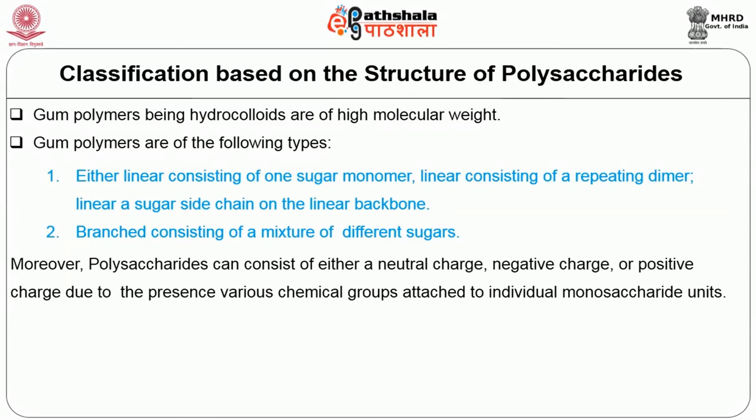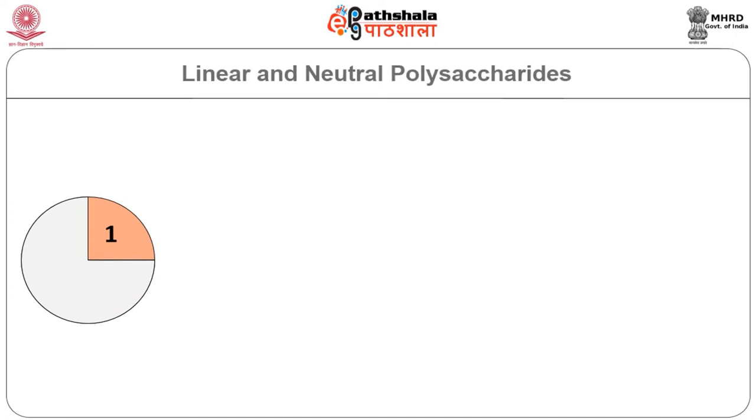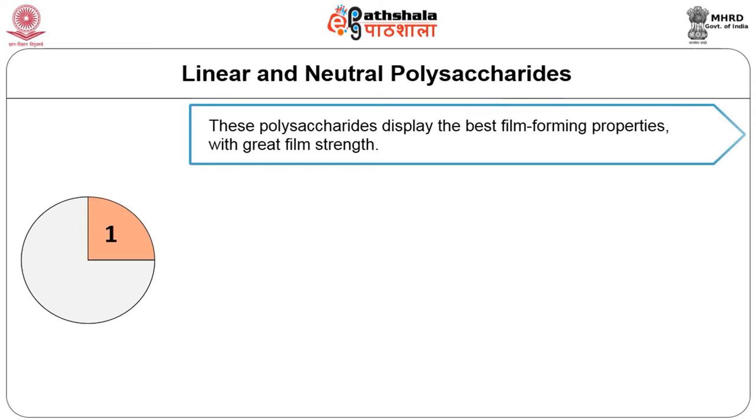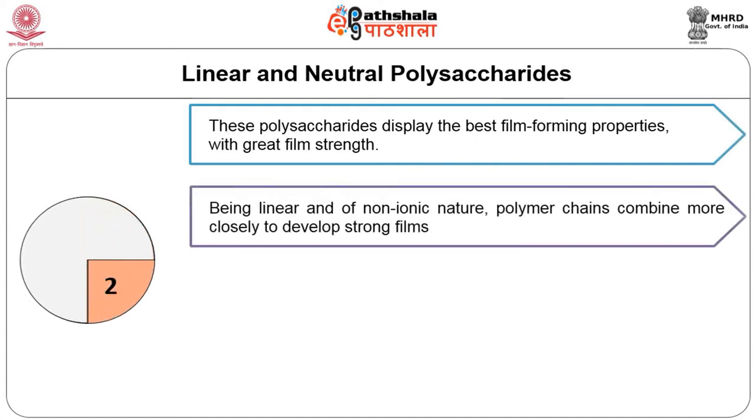Moreover, polysaccharides can have a neutral charge, negative charge or positive charge due to the presence of various chemical groups attached to individual monosaccharide units. Now, we will see linear neutral polysaccharides. These polysaccharides display the best film forming properties with great film strength. Being linear and of non-ionic nature, polymer chains combine more closely to develop strong films.